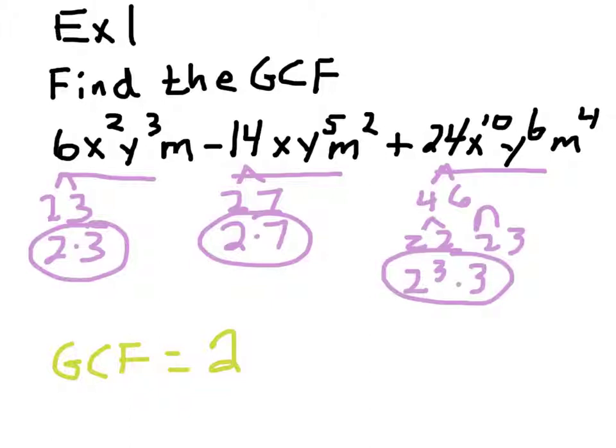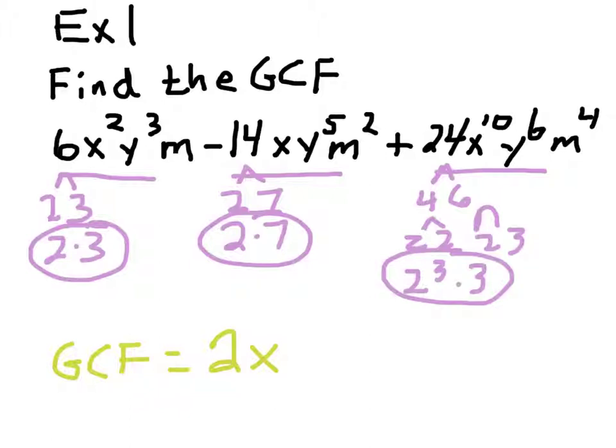Now let's look at the letters. 2 x's here, 1 x there, 10 x's there. How many are common? Do you have 2 x's in each of them? Answer is no. Do you have 10 x's in each of them? Answer is no. But do you have an x in each of them? Do you have at least an x in all of them? I'm kind of emphasizing that. Answer is yes. I do have at least one x in all of them. I can't say that I have 2 x's in all of them or bigger than that. So I have a common factor of x.